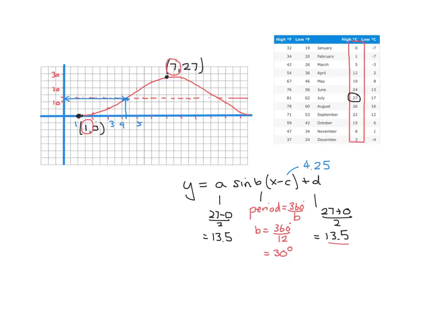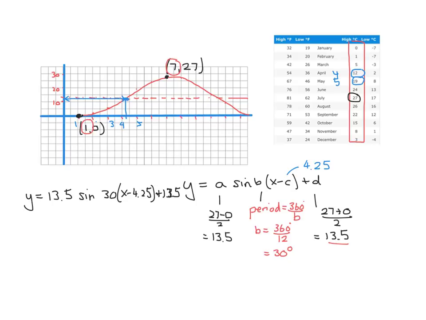If we look at the graph here, 13.5 lies in between 12 and 19. Now April is the 4th month and May is the 5th, so 4.25 is not a bad guesstimate at all. So our final answer is y equals 13.5 sine, B is 30, bracket x minus 4.25, plus 13.5. Bit cramped for space here, sorry about that. Like that.